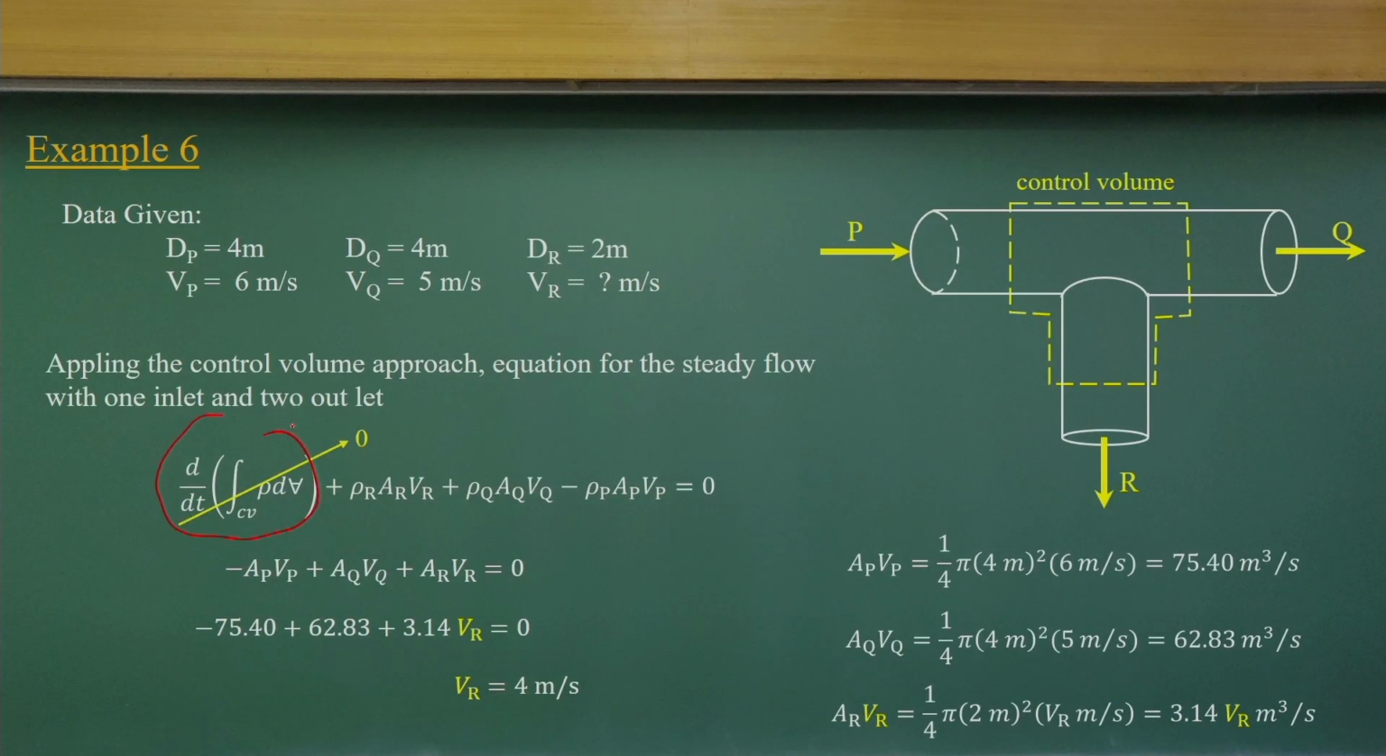For the steady flow this becomes 0. So, you have in and out. As you know, the in will be negative and the out will both be positive. Substituting these Q values for all the cases with VR unknown, finally we will get VR equal to 4 meter per second. So, this is a very simple form of solving pipe problems where you have one inlet and two outlets. As it is incompressible flow, the density is constant.